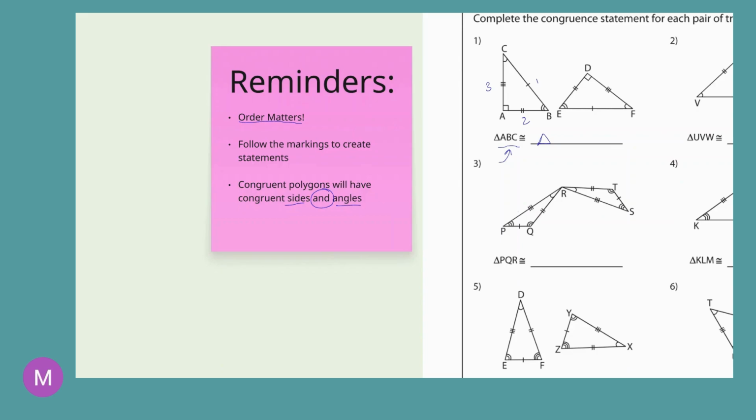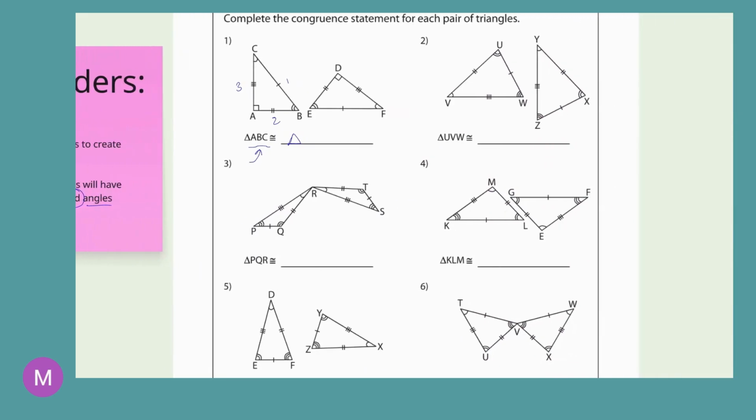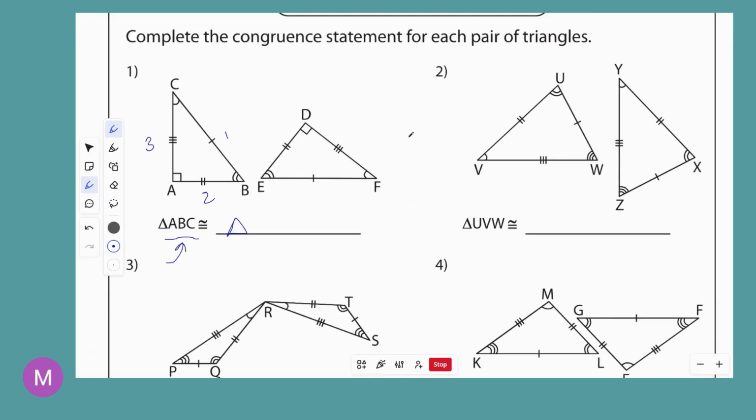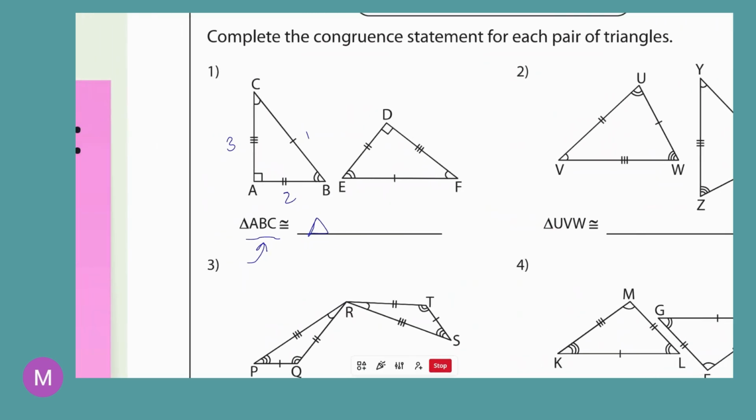All right, so keeping these reminders fresh in our mind, let's do this worksheet together. This first one, we are trying to say that these triangles are congruent. If we didn't already know that they were congruent, we could say yes, these are congruent because we have a side that equals another side here.